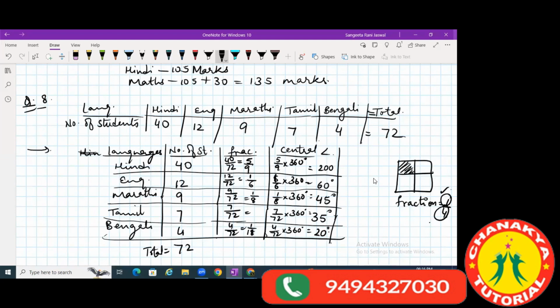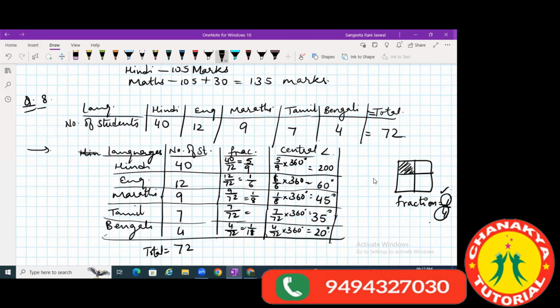Similarly, please understand how I am writing the fractions. Out of all the 72 students, 12 children could speak English. So the fraction will be 12 by 72 because 12 is a part and 72 is the total number of children. And when I reduce it, it becomes 1 by 6. Now, again for Marathi, total students are 72. The ones who could speak Marathi are 9. So the fraction will be 9 by 72. When you reduce it to the lower form, it becomes 1 by 8.